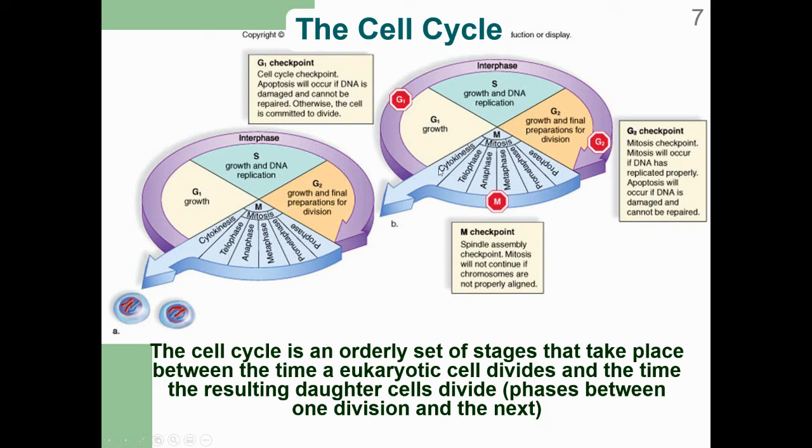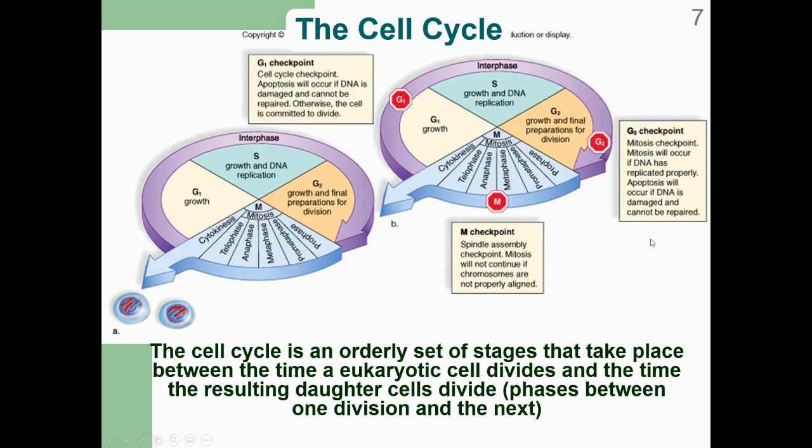Cytokinesis divides the rest of the cell around those two nuclei. So those are my steps in my cell cycle. We're going to go through those more slowly, and we'll look at these checkpoints. These checkpoints are just ways our cells protect our body and protect ourselves.